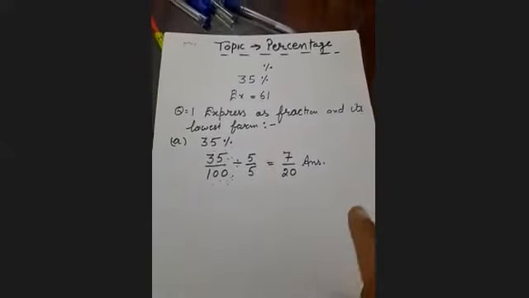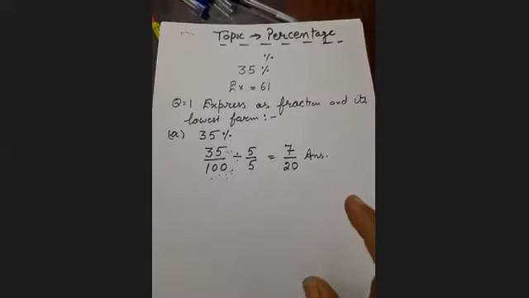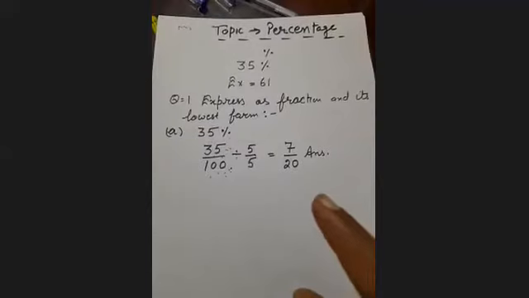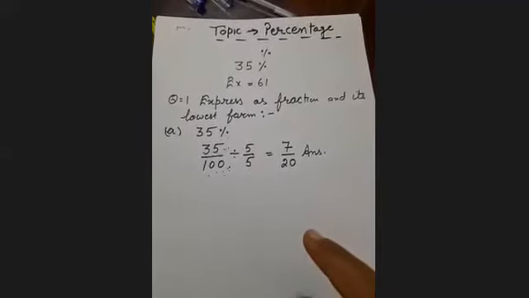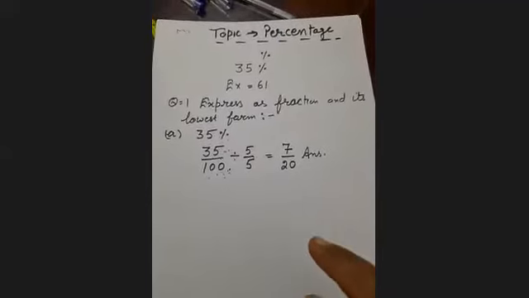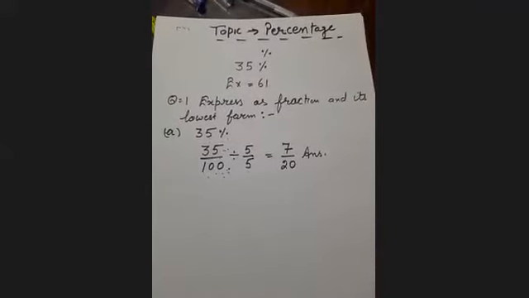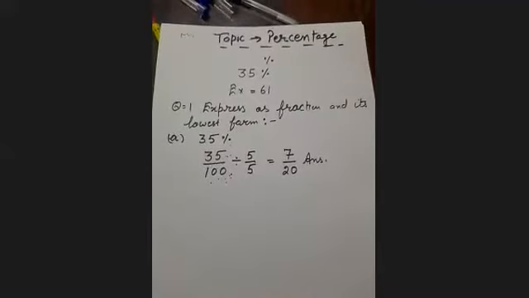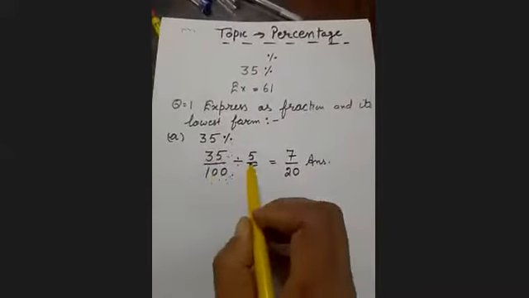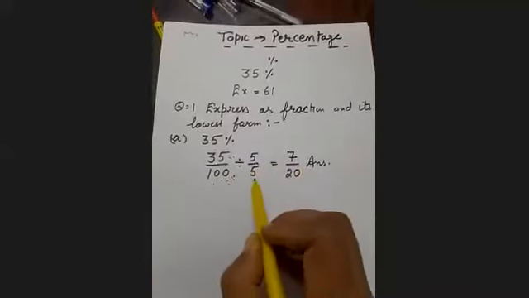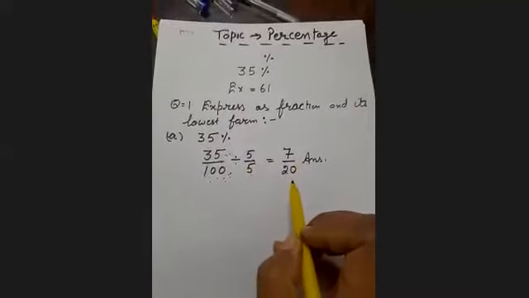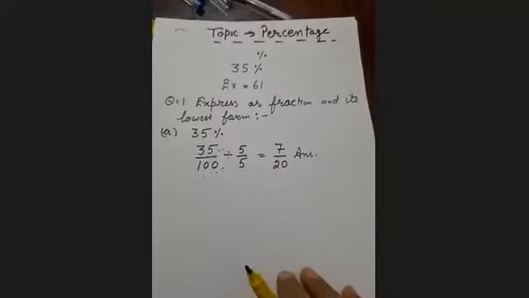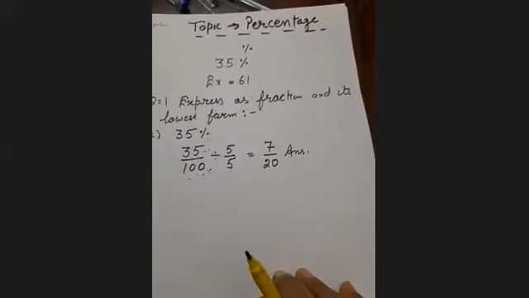Yes, students, your question is to convert 35% into a fraction in its lowest term. The fraction is 35 upon 100. Now its lowest term: 35 and 100 are both multiples of 5, so we divide the numerator as well as the denominator by 5. 35 divided by 5 gives 7 and 100 divided by 5 gives 20. Clear, students? In the first question we have 12 parts.